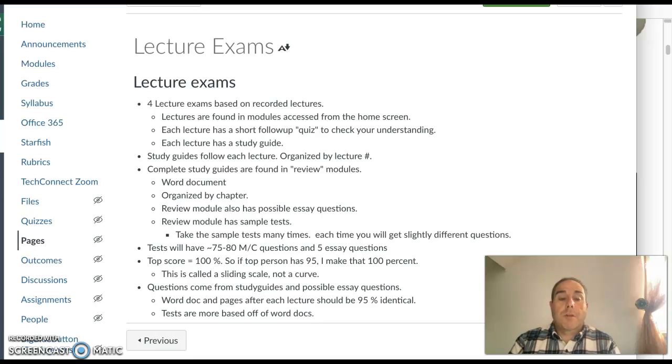For this class, you will have 4 lecture exams and 3 lecture quizzes. The lecture exams and lecture quizzes are all based on recorded lectures that are pre-recorded.